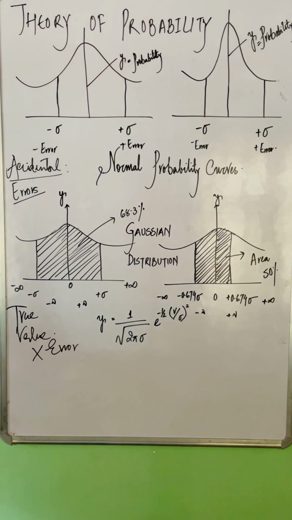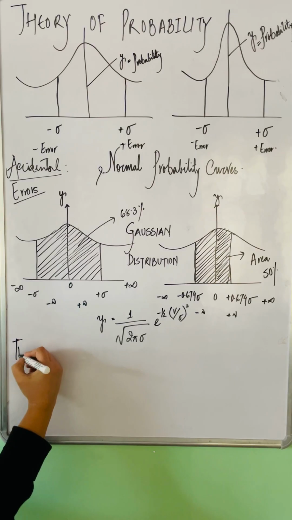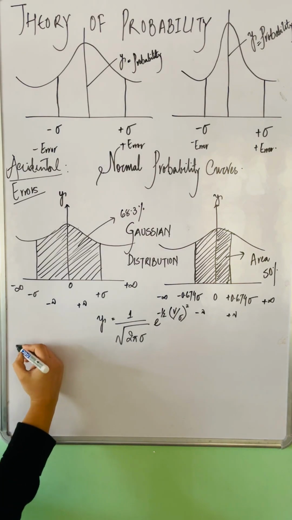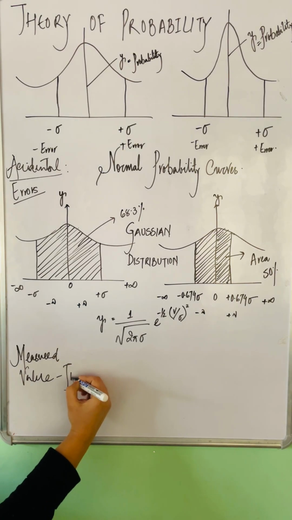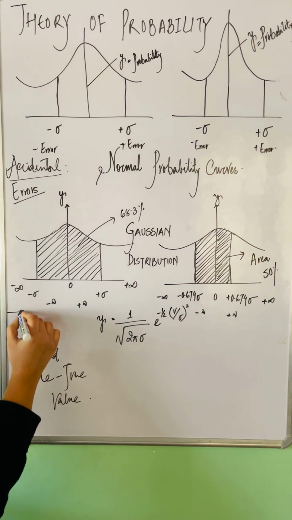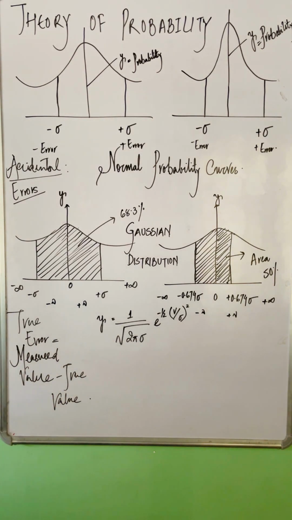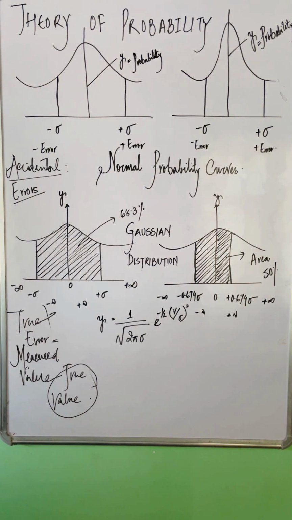All right. And the difference between the measured value and the true value of a quantity is known as true error. All right, students. So the difference between measured value and the true value is known as true error. But since we can never determine the true value of any quantity, that means we can never determine true error. All right. But using the theory of probability, it's possible to determine a value which is known as, I write it here, most probable value.